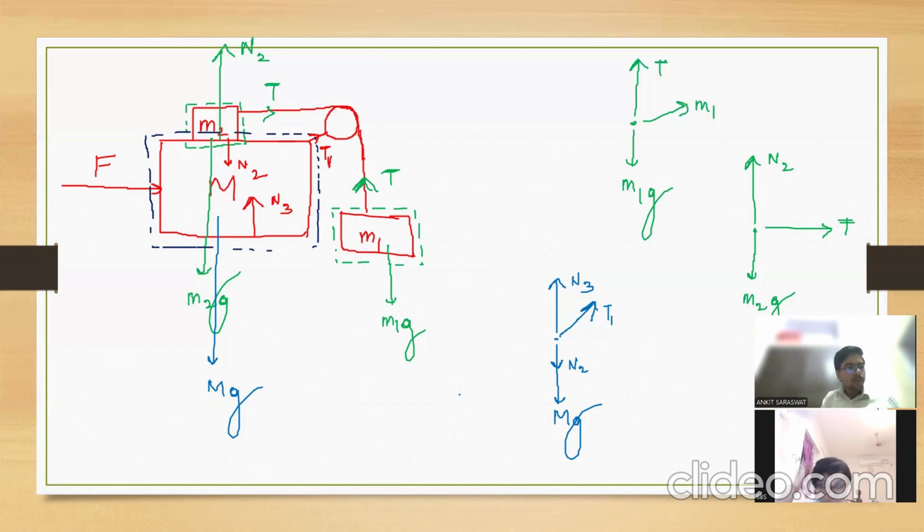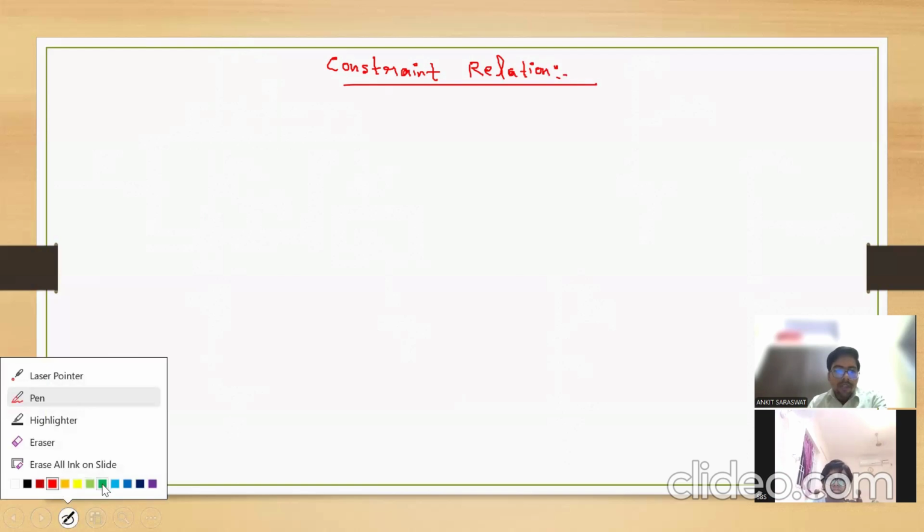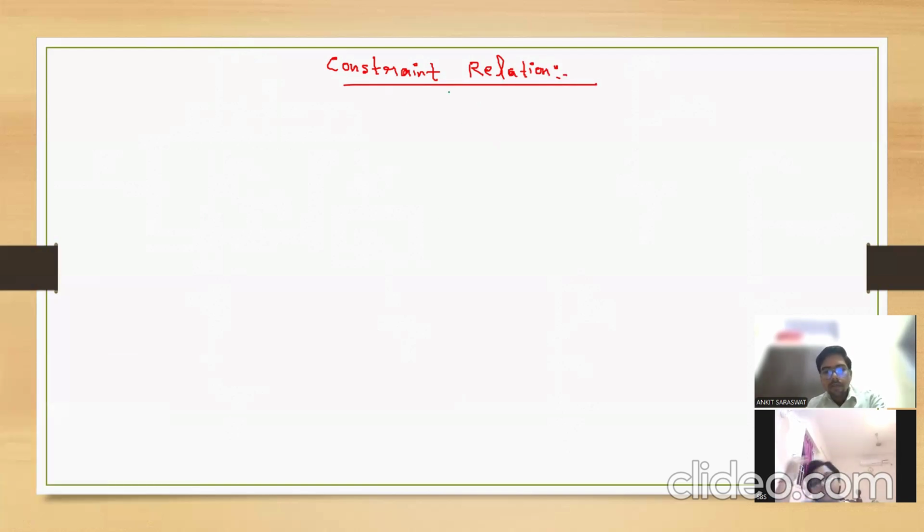Write down, next topic is constraint relation. This topic is very, very important. Write down the heading: constraint relation. So constraint relation is of two types. One is visible constraint relation, one is calculative. Write down, it is of two types.